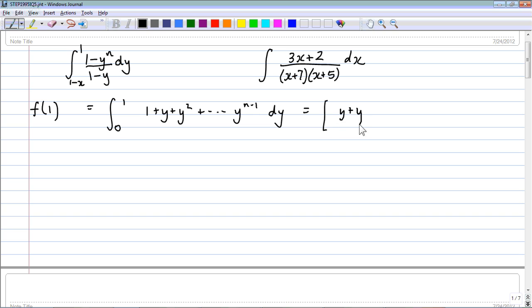And of course that gives us the easy integral: y plus y squared over 2 up to y to the n over n, with limits from 1 to 0, which gives us, as required, 1 plus 1 over 2 plus 1 over 3 up to 1 over n. And again, that was to be shown. So that last part, actually very easy, as long as you know how.